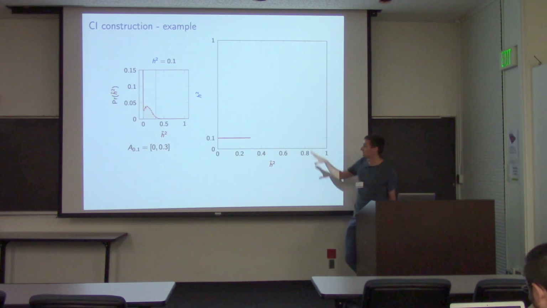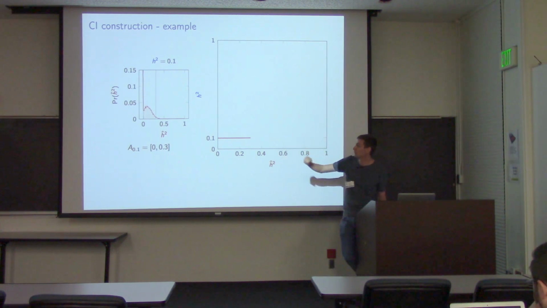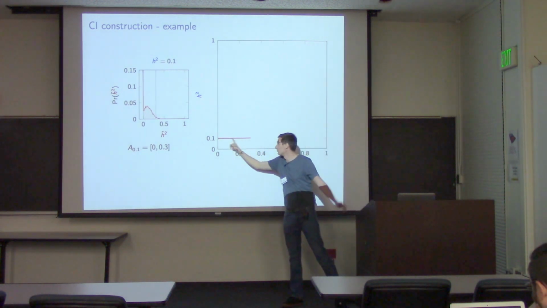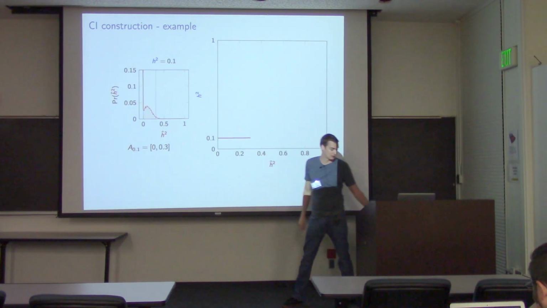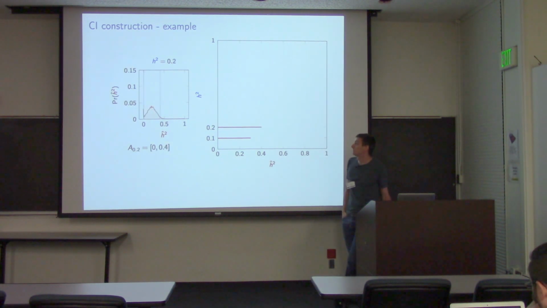So here's a nice drawing of how this works. On the left side, we see, like before, the estimated distribution. Let's say we select the region somewhere between 0 and 0.3. This is the region. And here we draw this region for the true value of 0.1. And let's say for the true value of 0.2, we select 0 to 0.4.